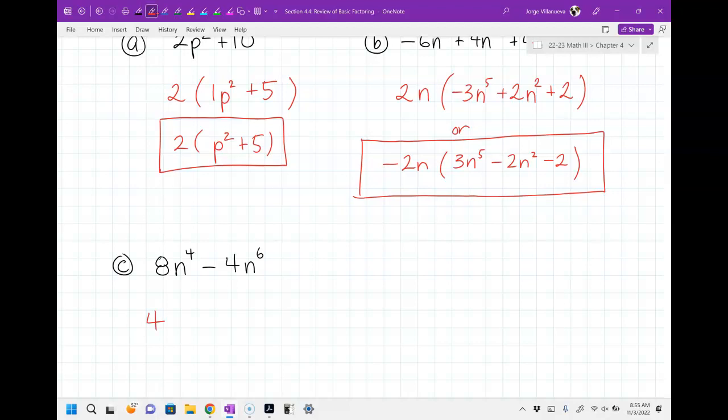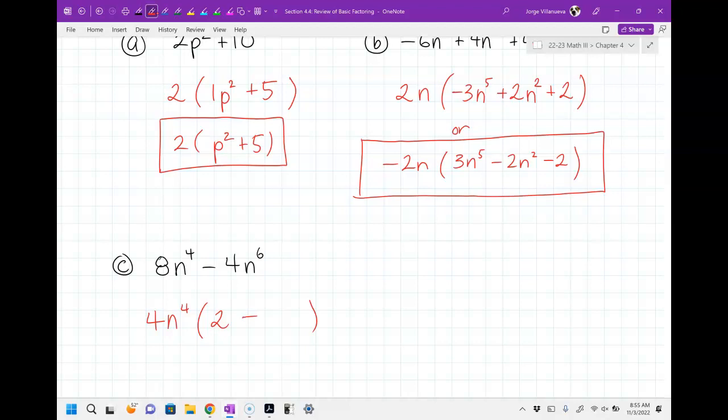Now, in terms of letters, the first term has 4 n's, the second term has 6 of them. How many do they have in common? 4 of them. So I'm going to take out n to the 4th. So that's to answer your question, can we ever have an n squared on the outside? Yeah, you can have anything on the outside depending what they have in common. So let's start doing the division. 8 divided by 4, that's 2. And if the first term had 4 n's and I take away 4 n's, how many are left? None. All right, minus.